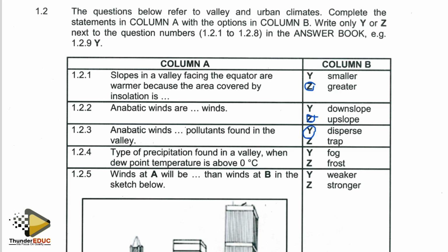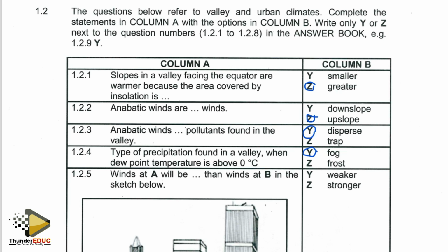Right, I will move on to number 124. The type of precipitation found in a valley when dew point temperature is above 0 degrees Celsius. We are saying the minimum temperature is above 0 degrees Celsius. In that instance, what type of precipitation forms in a valley? Right, the correct response there qualifies to be fog.